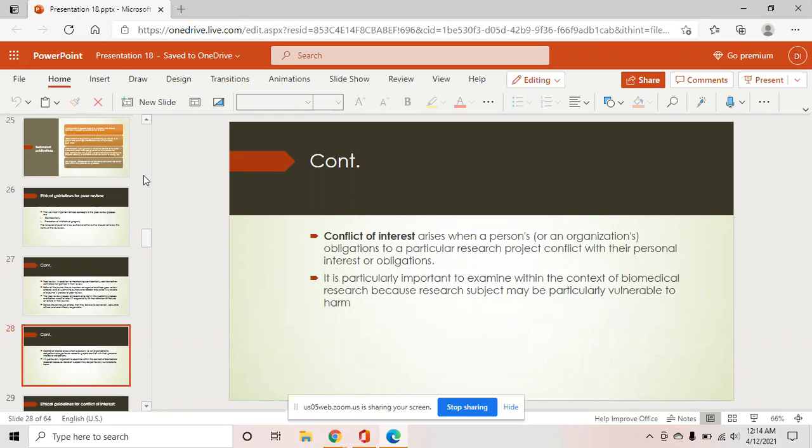Conflict of interest. It arises when a person's or an organization's obligation to a particular research project conflicts with their personal interest or obligation. It is particularly important to examine within the context of biomedical research because research subjects may be particularly vulnerable to harm.